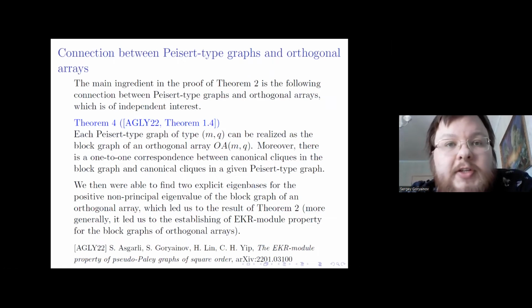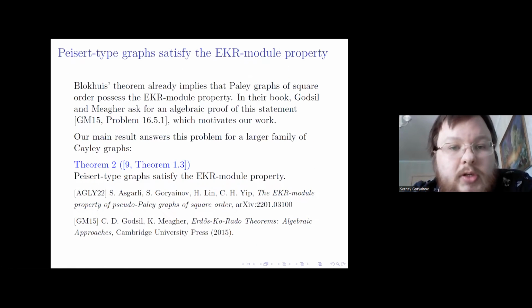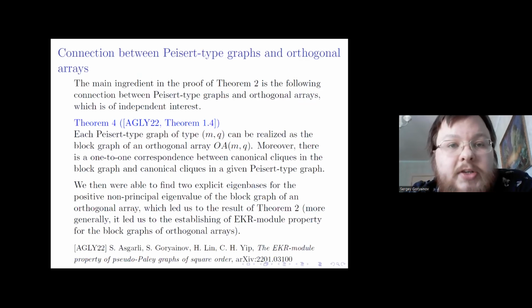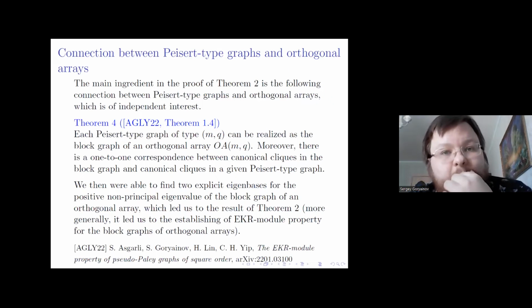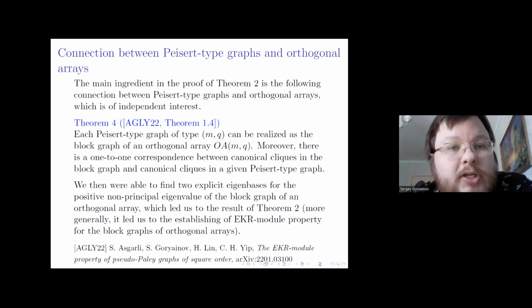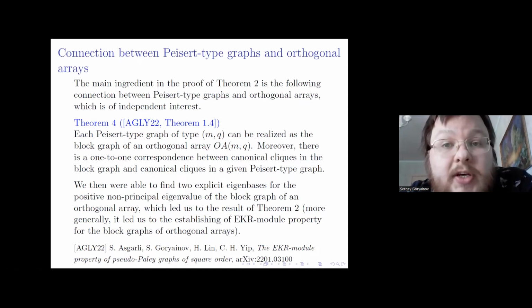The main ingredient in the proof of theorem 2, so let me recall, theorem 2 states that Peisert-type graphs satisfy the EKR module property. The main ingredient in the proof of this theorem is the following connection between Peisert-type graphs and orthogonal arrays, which is of independent interest. Each Peisert-type graph of type MQ can be realized as the block graph of an orthogonal array OAMQ.